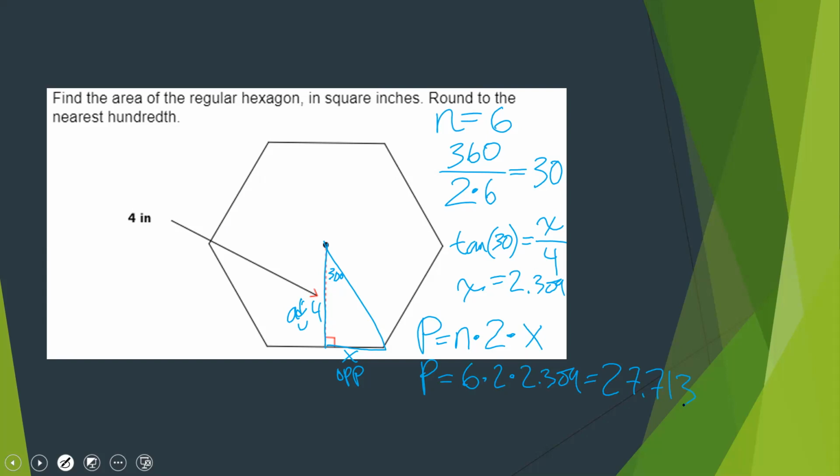So now I have my perimeter, I have my apothem, which is 4, so I know I can plug into my area formula. If area equals perimeter times apothem divided by 2, that's going to be equal to 27.713 times apothem, which is 4, divided by 2, which is going to give me the area for this figure, 55.426 inches squared.